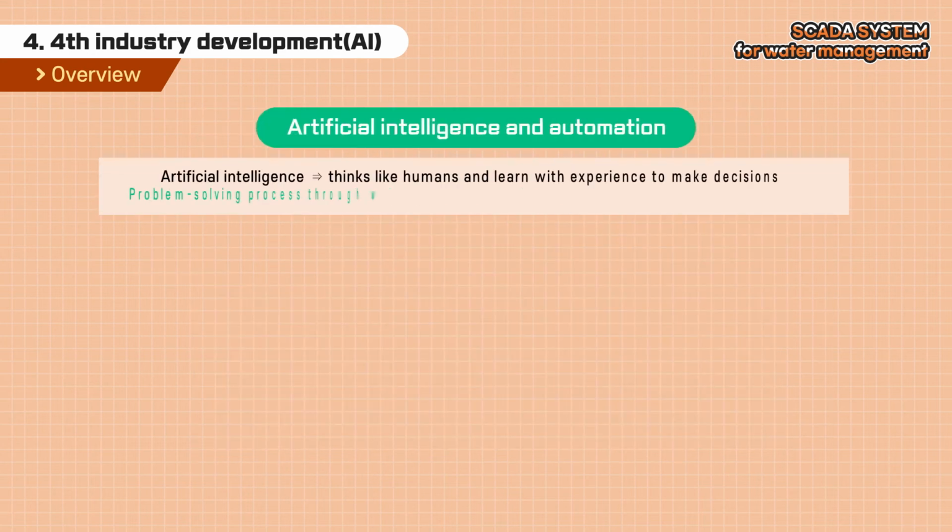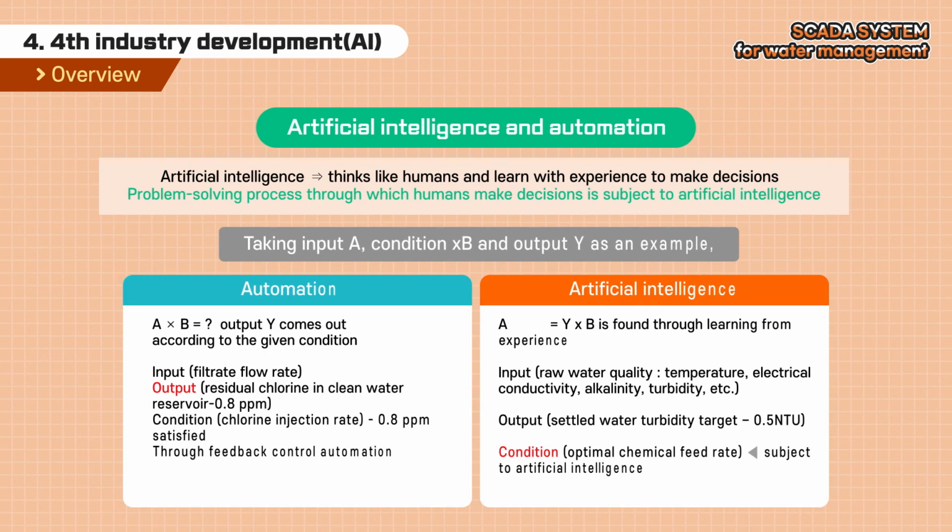Artificial intelligence configures the system to make decisions like humans. In the case of automation, the corresponding output comes out according to the given conditions, whereas artificial intelligence finds an unknown black box B through learning from experience.